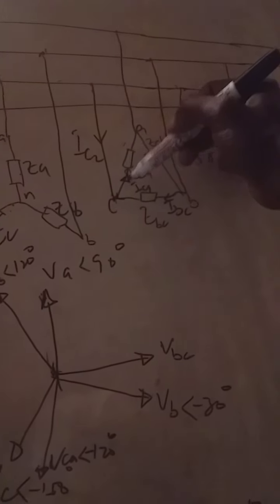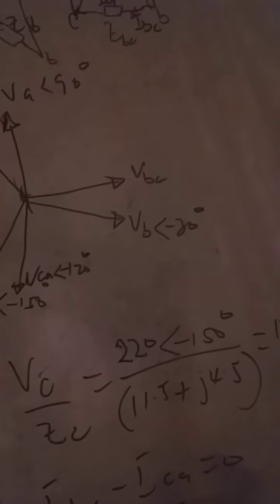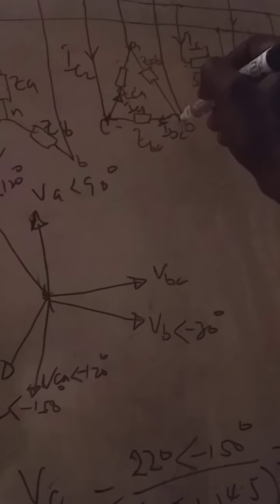So we now have to find our ICA. ICA, which is the current flowing inside this phase, will be the voltage across here, which is the phase voltage, divided by the impedance. So that means it is VCA, the voltage across here, divided by the impedance ZCA, minus IBC, the current flowing through here, which is VBC divided by ZBC.